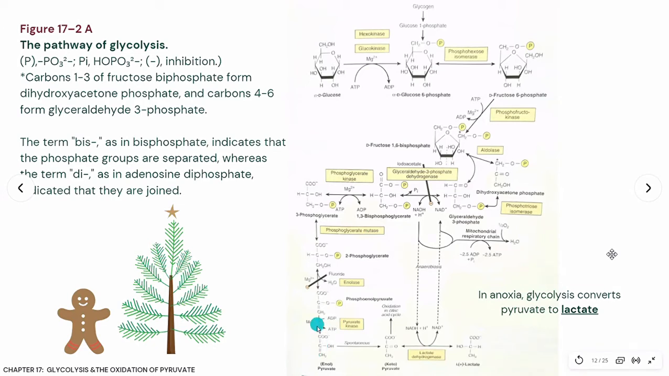Now pyruvate, in the enol form, is very unstable and spontaneously becomes the keto form of pyruvate, because this is more stable than the enol form. Okay? So this is the pyruvate now. All right. You look at this, there's a bar. And there is a bar. That means that this is inhibited by iodoacetate. This reaction here. Okay, you are not taking iodoacetate, so you don't have to worry about that. However, this one, you are taking this.